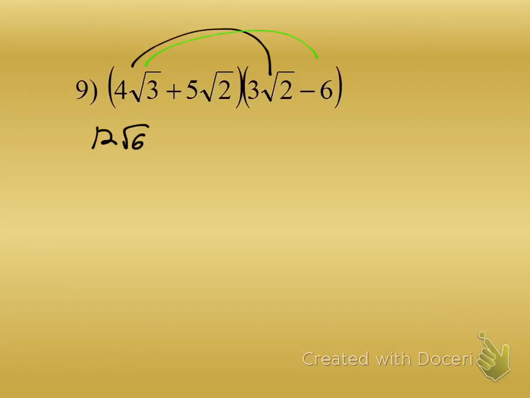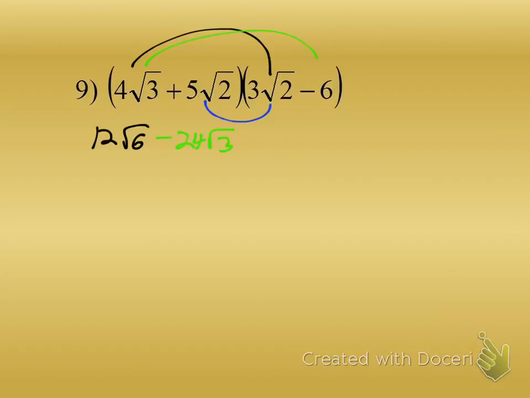Next up, 4 rad 3 times negative 6. So positive times negative is going to mean negative. What's 6 times 4? 24. And the square root of 3. That was your outside, so now we move on to insides right there.